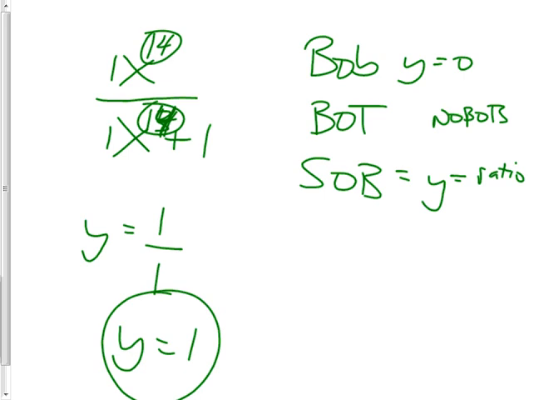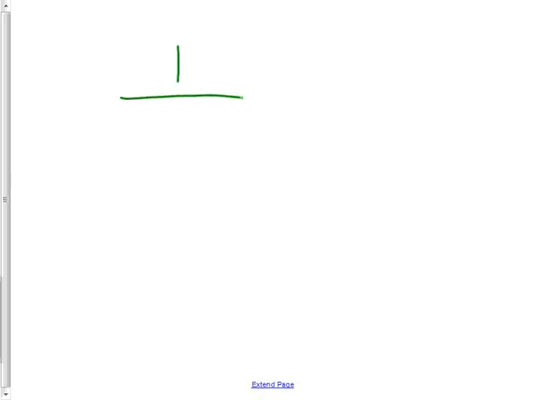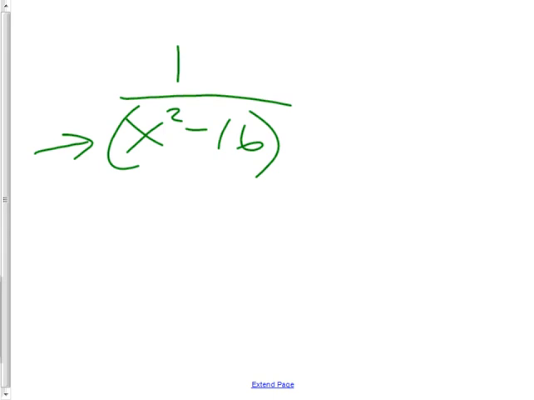Bob will tell you about the horizontals. The verticals are the denominator. The vertical asymptotes are what makes the bottom 0. Okay, and in this case, it would be like x equals 4 and x equals negative 4 are the vertical asymptotes.